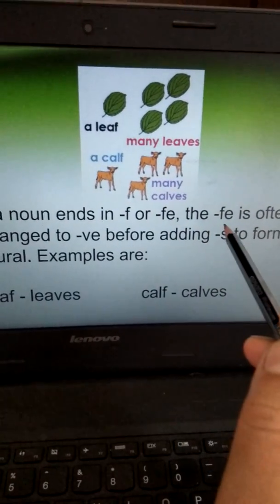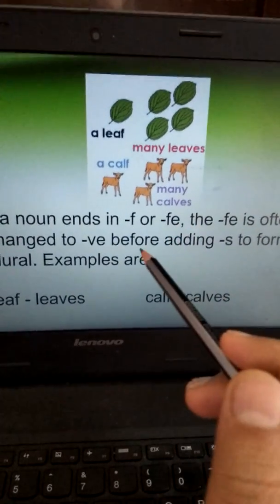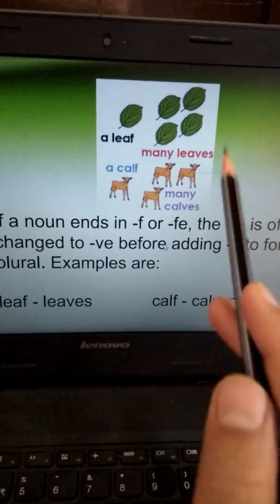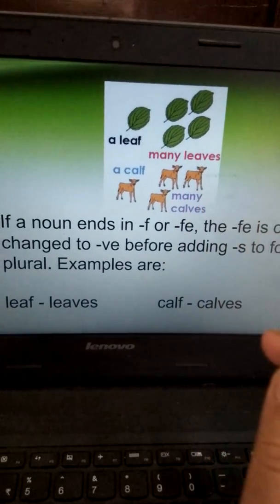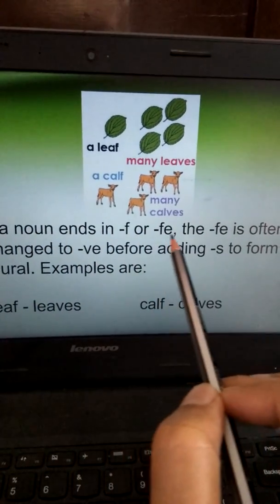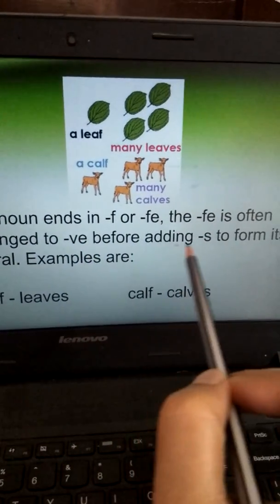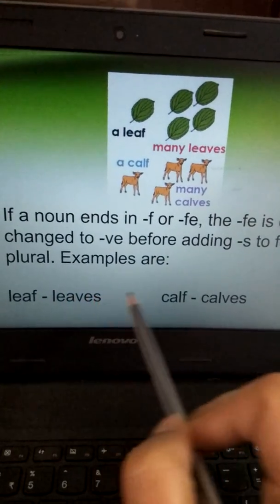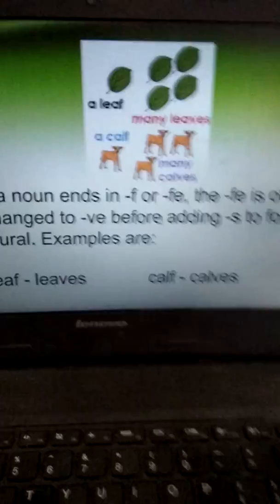If we take a word ending with FE, wife, W-I-F-E, then we change that FE into VE, wives, W-I-V-E-S. We first change that FE into VE and then we add S to it. So, if a noun ends in F or FE, the F or FE is often changed to VE before adding S to form its plural. Examples: leaf, leaves, calf, calves, wife, wives, etc. Is it clear?